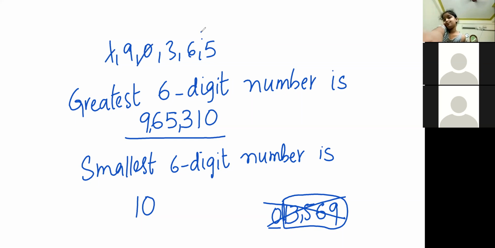Then what are the digits that remain? From those you go according to the ascending order. Next least number is 3. Next least number is 5. Next least number is 6. Next least number is 9. So here you got the smallest 6-digit number. It's how much? 1,03,569. Remember this thing, children? It's 1,03,569. Write down now.